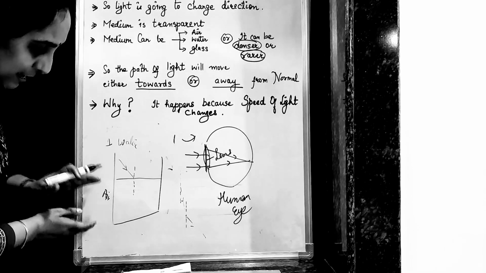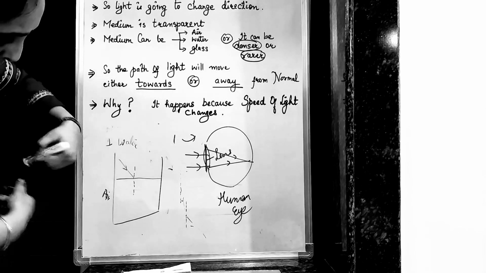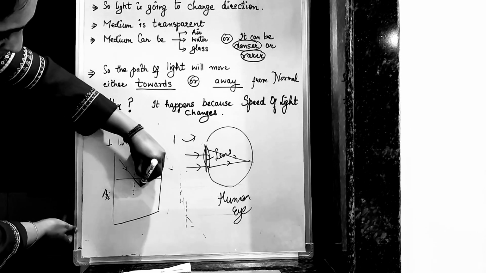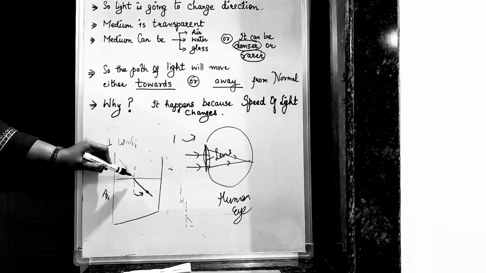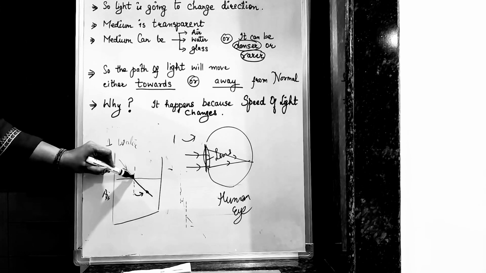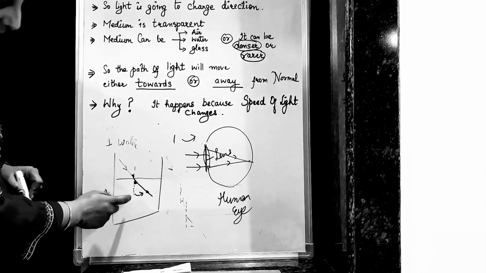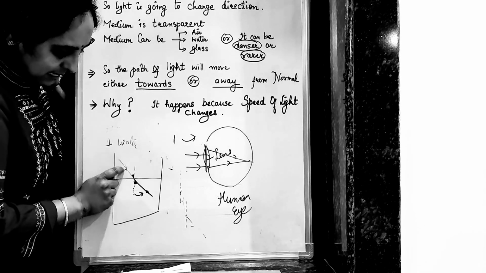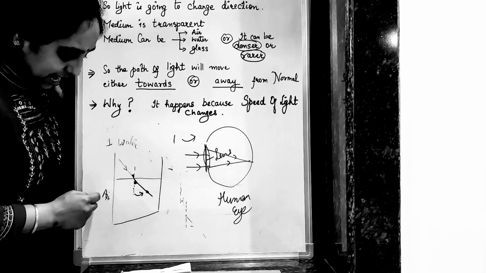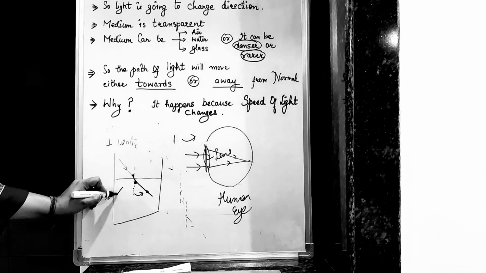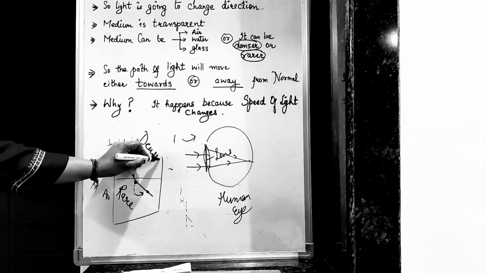So there will be enough space, and the speed of light in air will be more. So now it is going to bend, but it is going to bend away from the normal. We can compare this incident angle and this refracted angle. Which is more? This angle is more. Why? The incident ray has refracted, bent and gone away. Why away? Because this is a rarer medium and this is a denser medium.